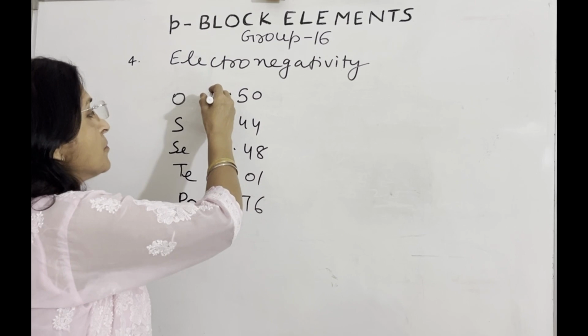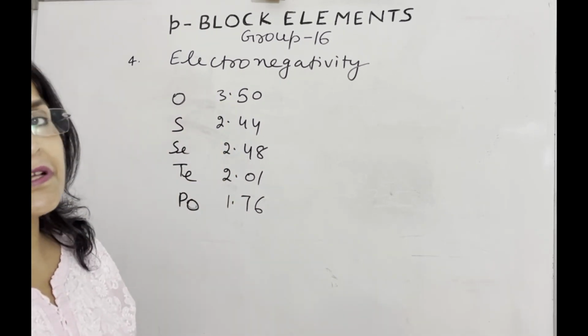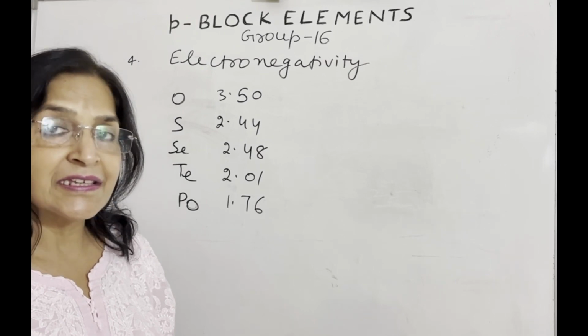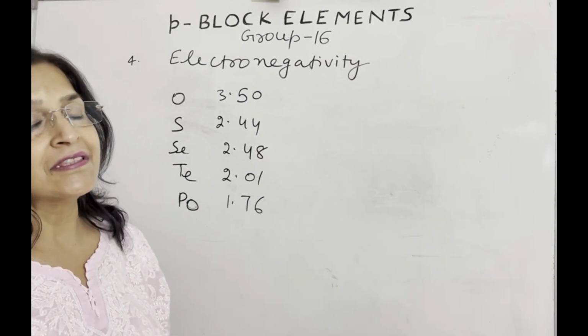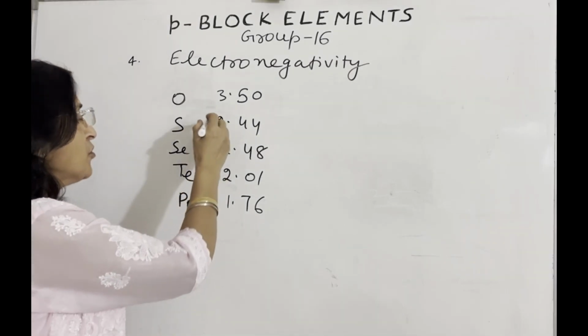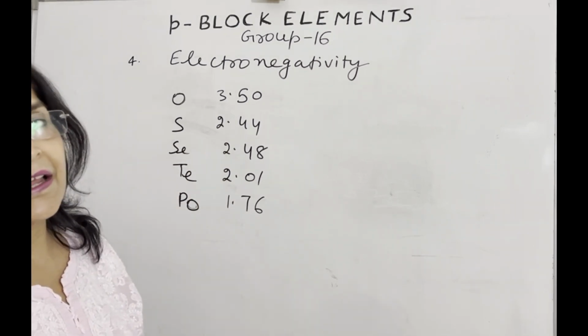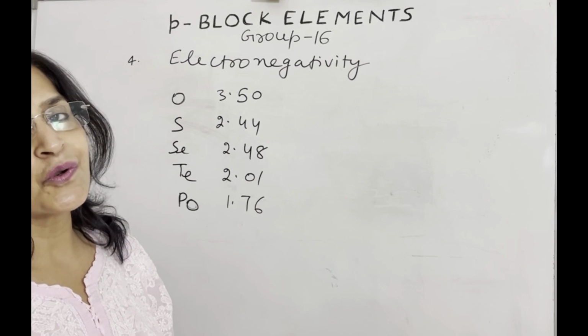As we move from oxygen to sulfur, there is a large difference in the electronegativity value. This is due to the increase in atomic radius of sulfur being larger than expected. But as we move from sulfur to polonium, there is a regular decrease in electronegativity. Now next is electron gain enthalpy.